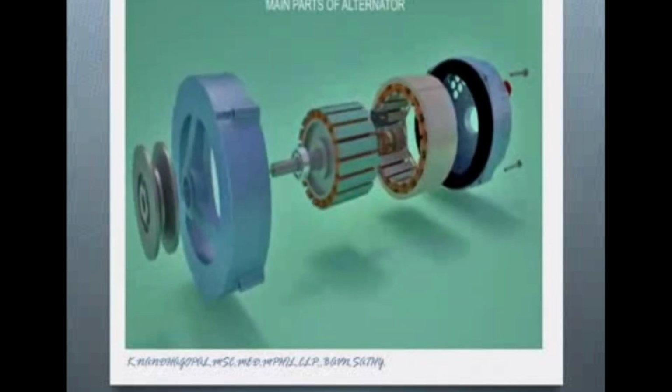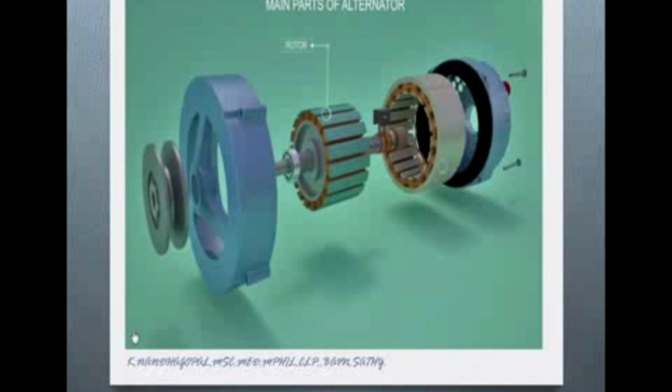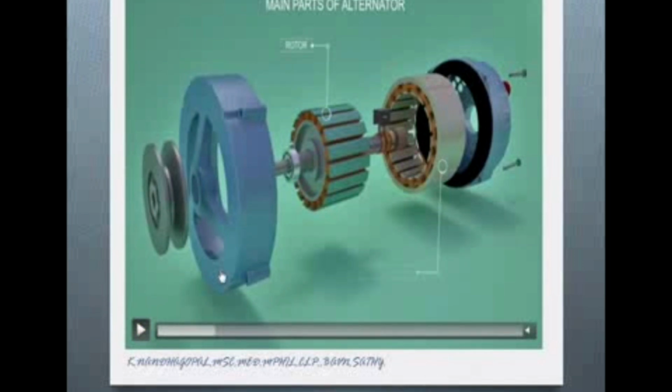Now you can see that these are the different parts of the alternator, and this is called the rotor. And this is called the stator. Stator means it's static.